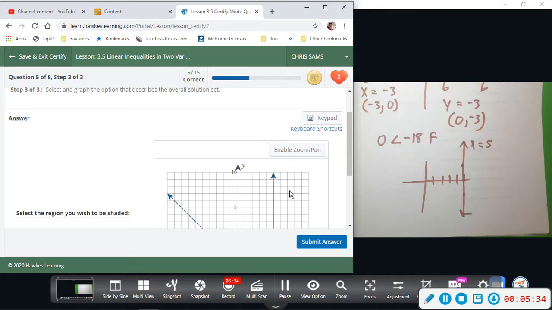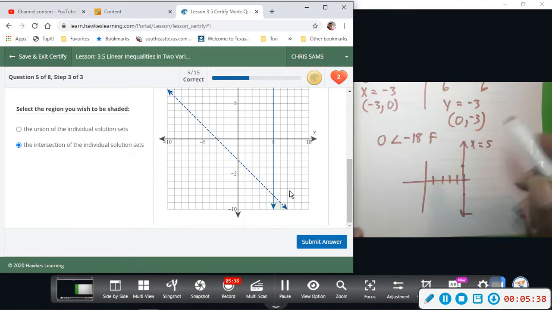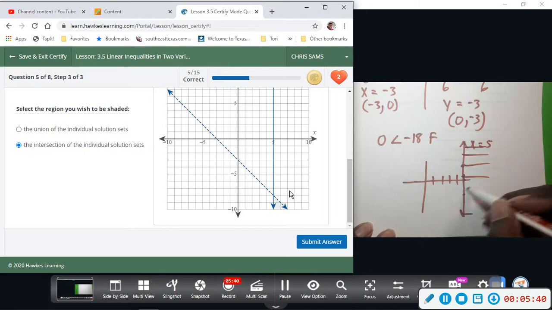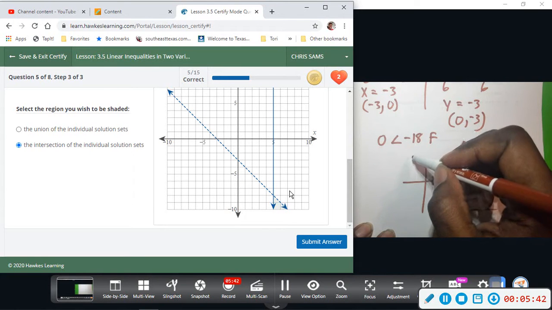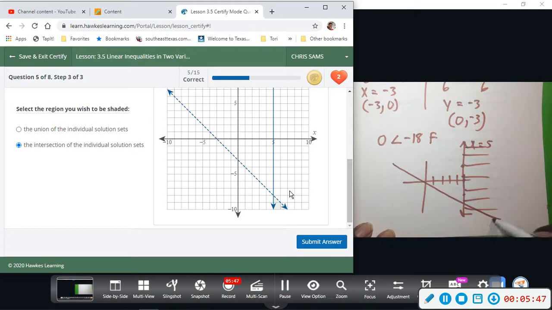So if I can kind of draw this out, this one shaded this way, and then this other line went down like this, and it was shading below. So the and would be just that little part down there. That's the intersection.